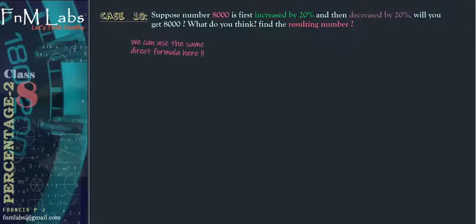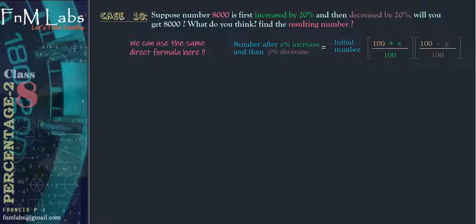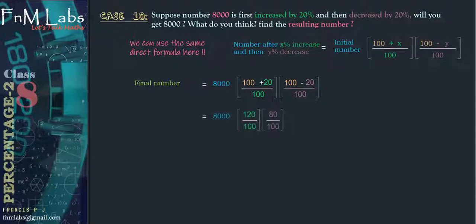Here also we can use the same direct formula for finding out the resulting number. Number after x percent increase and then y percent decrease is equal to initial number times (100 plus x)/100 into (100 minus y)/100. So the final number will be equal to 8,000 into (100 plus 20)/100 into (100 minus 20)/100. That is equal to 8,000 into 120/100 into 80/100. That is equal to 80 into 12 into 8, which is equal to 7,680. So we started with 8,000, but the resulting number after 20% increase and then 20% decrease is 7,680, which is less than 8,000.